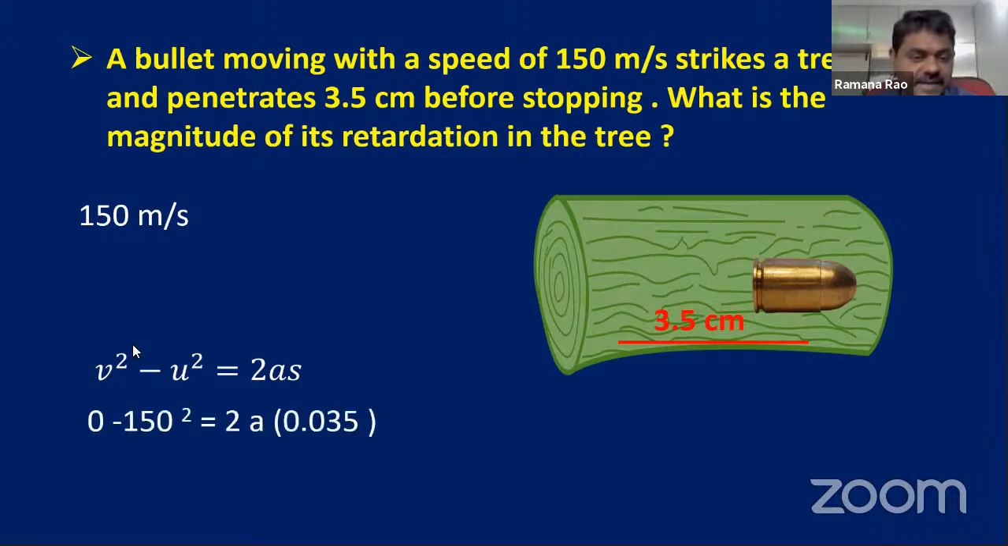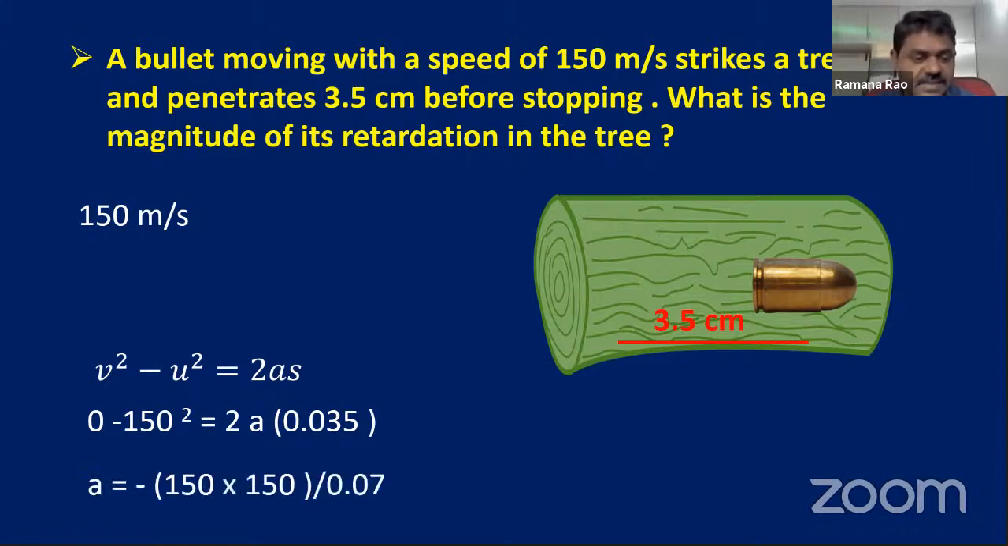So as you know, final velocity is 0 because the bullet is going to stop inside the wooden log, minus u. U is initial velocity. Initial velocity of the bullet is 150. So 150 square is equal to 2a, that is acceleration. We have to find it, don't substitute the sign for acceleration because you'll get the answer with negative sign. That negative sign itself indicates the retardation. And displacement is 3.5 centimeters. If you convert it into meters, it is 0.035 meters.